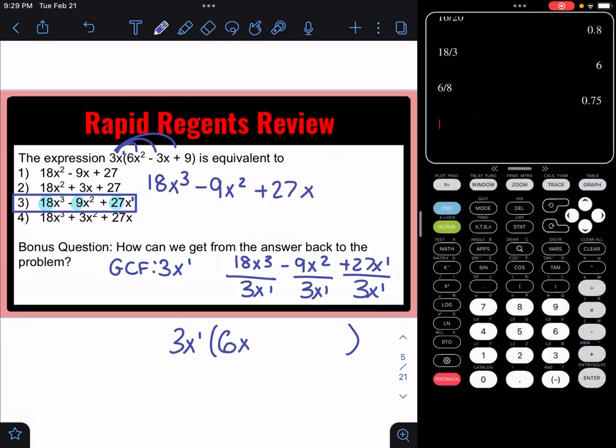Then x, 3 minus 1 is 2. Minus 9 divided by 3 is 3. X to the first. And then 27 divided by 3 is 9. And we won't have any x's. And guess what? We ended up with our original problem.